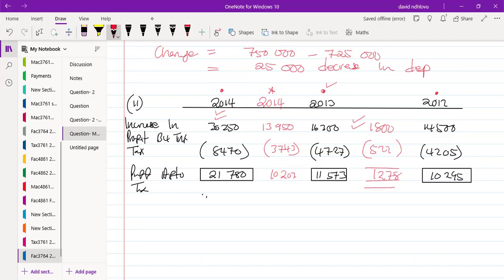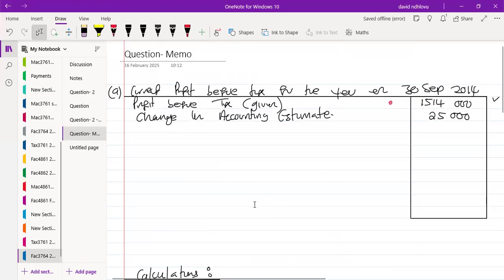Right. However, here we are correcting the current year. That's what we are busy with. Correction of the current year. So we need to deal with the change in accounting policy.